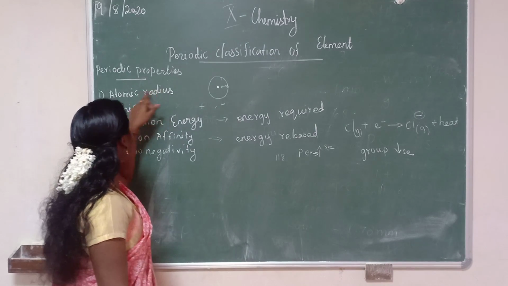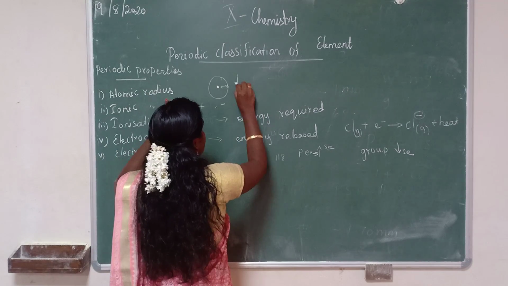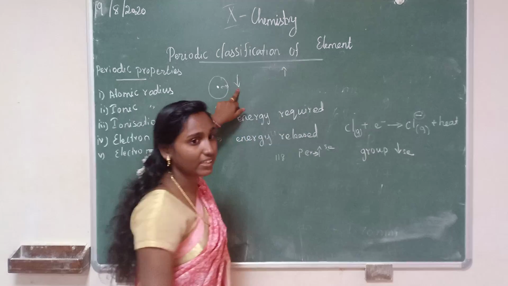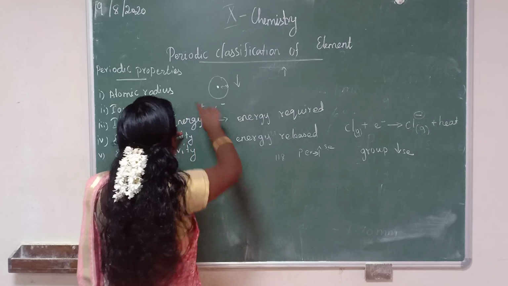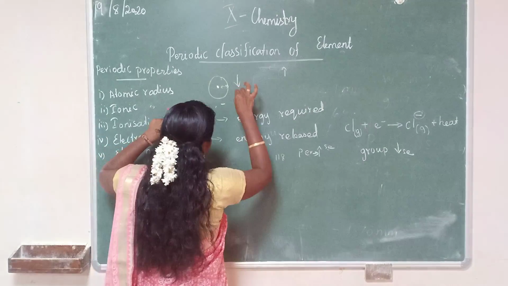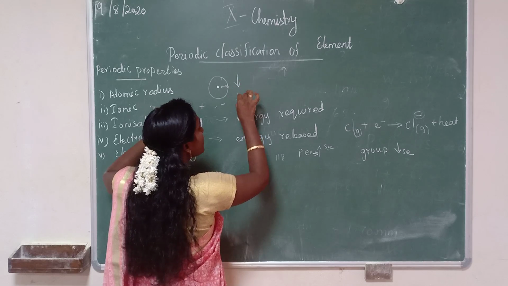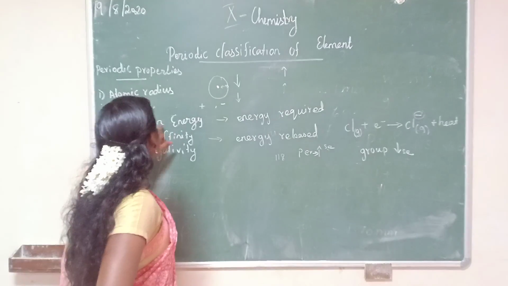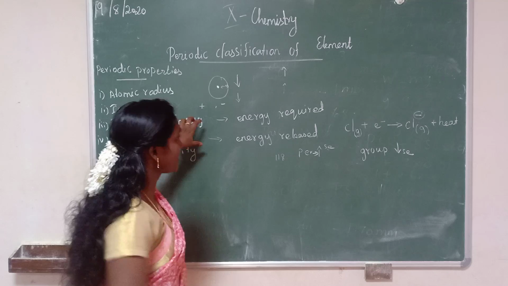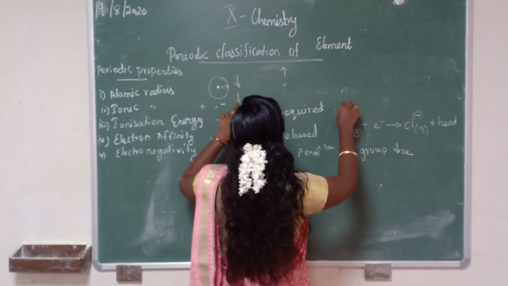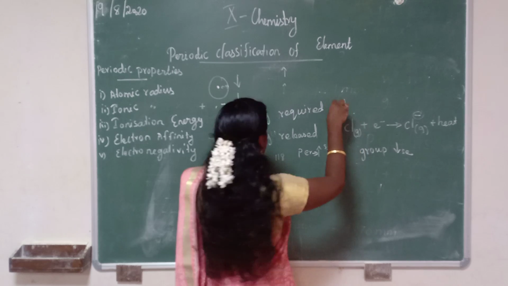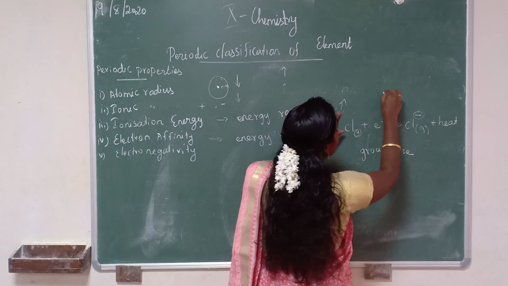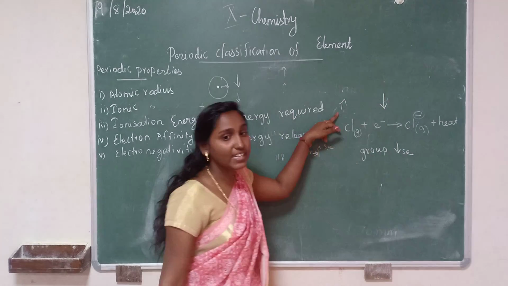Here, what we discussed: in a period, atomic radius decreases. In groups, atomic radius increases. Then ionic radius is also the same as atomic radius. In periods, ionic radius decreases. In groups, ionic radius increases. The ionization energy also we studied. In period, ionization energy increases. In groups, ionization energy decreases.